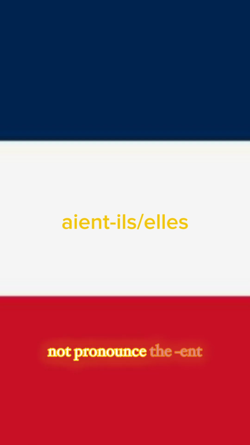So, I forgot to mention the ILS and ELLES ending, which is AIENT. You do not pronounce the ENT. This is very important. It literally sounds the same as je, tu, il, and on, because you never pronounce the ENT. So it just sounds like you're saying the je/tu ending. So you would say il allait, which sounds a bit weird, because you don't really say the S unless there's a vowel.